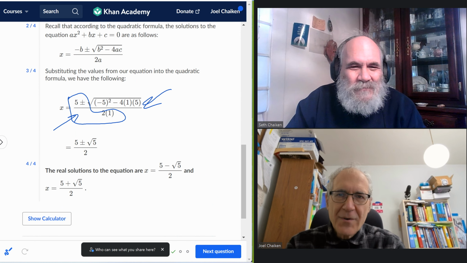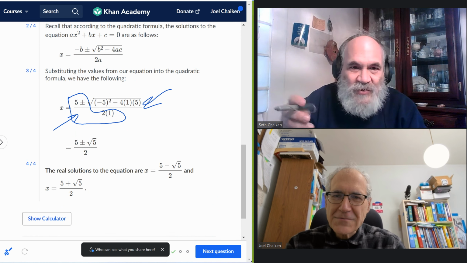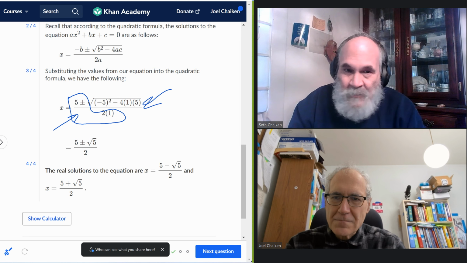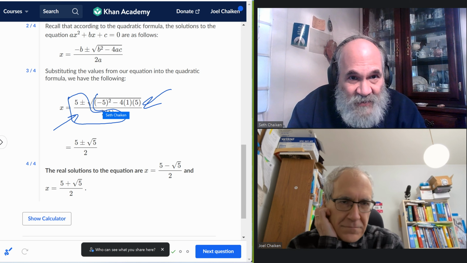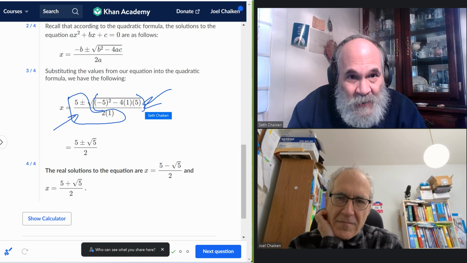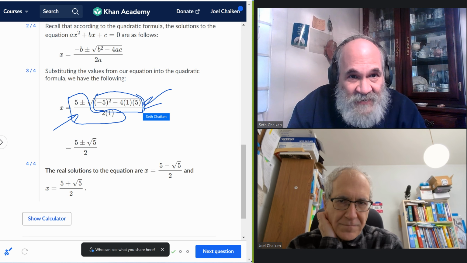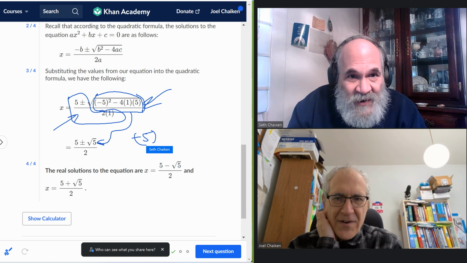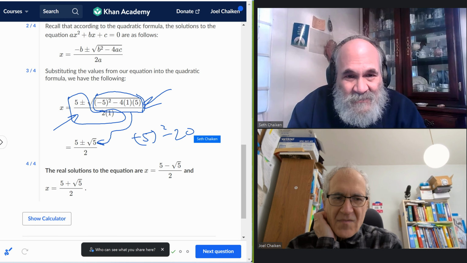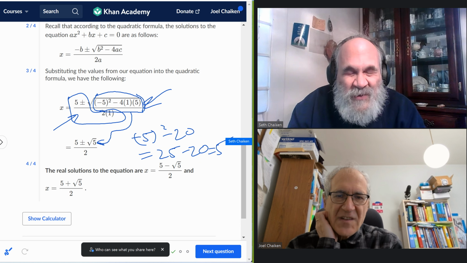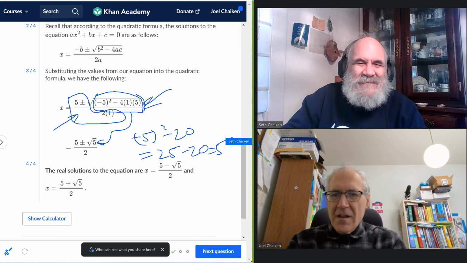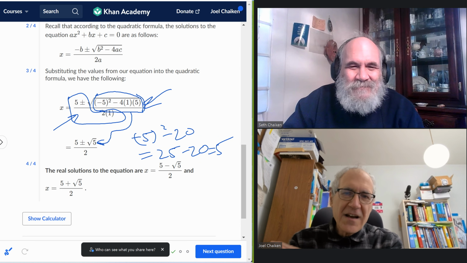So checking it for real roots meant that they evaluated this expression right here and figured out that it was equal to 5. Exactly, 25 minus 20 is equal to 5. So they calculated that. Okay, so that's it.